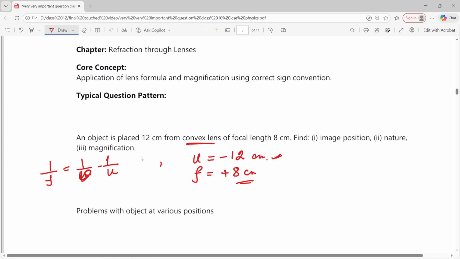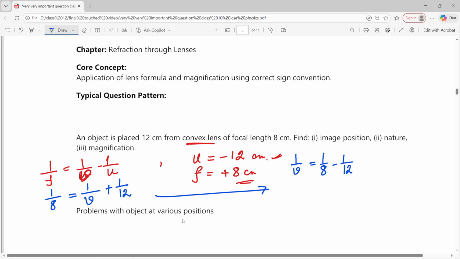So here 1 over f equals 1 over 8, and that is equal to 1 by v minus 1 by u, and now this minus and this minus become a plus 1 over 12. If I solve here, 1 by v equals 1 by 8 minus 1 by 12. The LCM of 8 and 12 is 24, so that means 3 minus 2, 1 over 24, which means v equals 24.